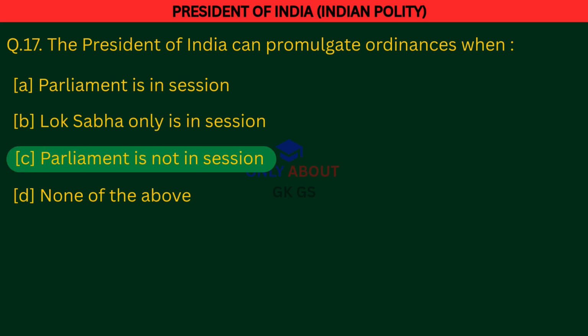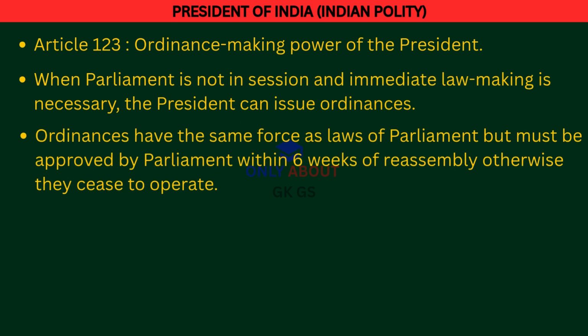Next question. The President of India promulgates an ordinance when? Correct answer: Parliament is not in session. Article 123: Ordinance-making power of the President. When Parliament is not in session and immediate law-making is necessary, the President can issue an ordinance. Ordinances have the same force as laws of Parliament but must be approved by Parliament within 6 weeks of reassembly, otherwise they cease to operate.